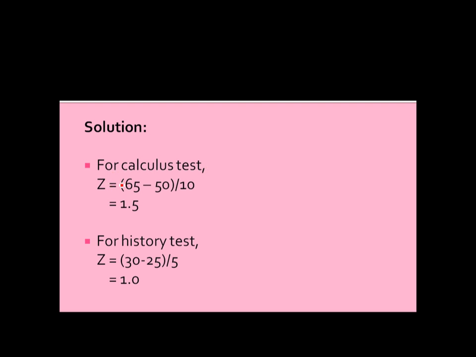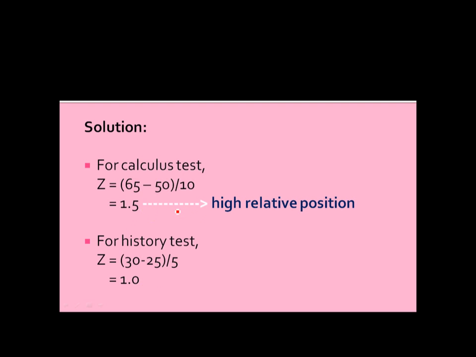For the calculus test, we substitute the value of x, that is 65, and we subtract the mean, that is 50, and we divide by the standard deviation, that is 10, and we get 1.5. For the history test, we substitute the value of x, that is 30, subtract the mean 25, and divide by the standard deviation, that is 5, and we get 1.0.